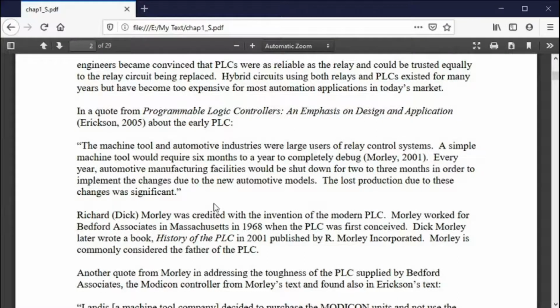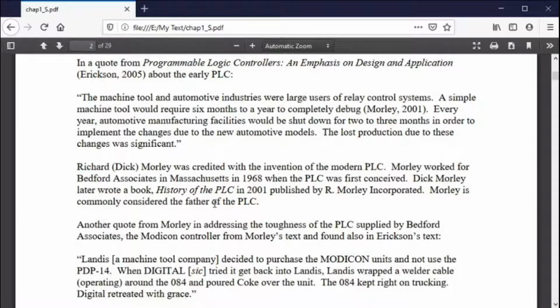So there was a huge downtime because they had to replace the relays, they had to move wiring around, and if the time delay could be made smaller, that would be very advantageous to the automotive industry, and that's exactly what happened with PLCs.